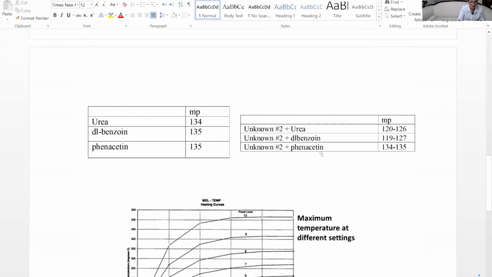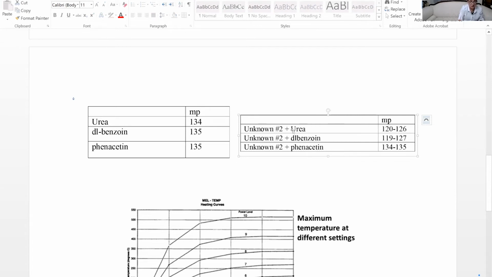Now, you're going to mix your unknown sample with urea, with benzoin, and with the third compound, and measure the melting point again. If your compound is identical to one of these three, the melting point is going to be maintained. But if the melting point is depressed, that means what you're adding acts as an impurity to your unknown 2.